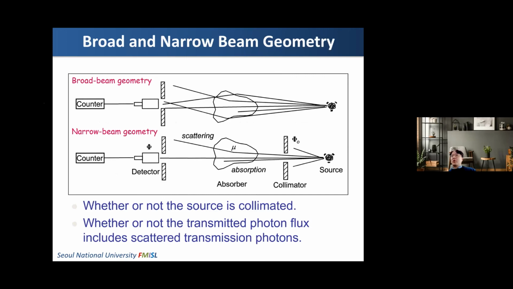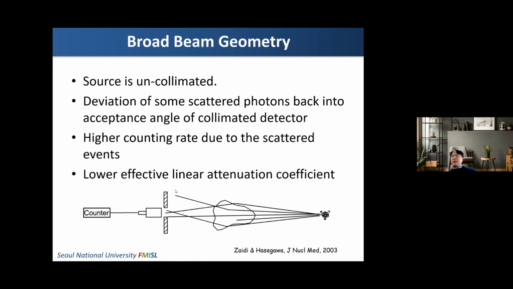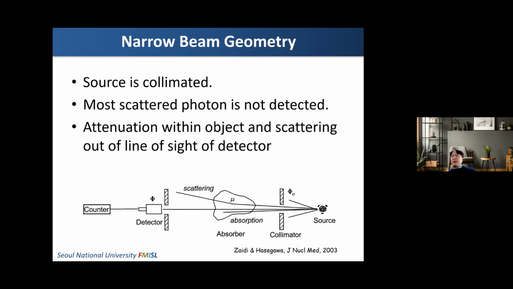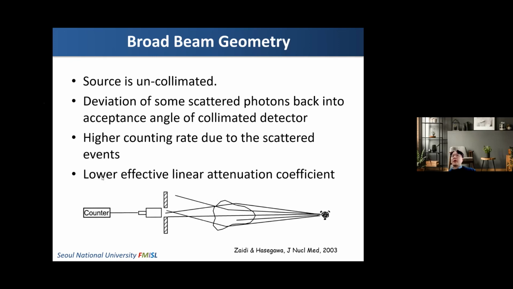Actually, in the narrow beam geometry, the beam is coming only in this direction. So a smaller number of photons come into the attenuating material, and scattered photons cannot reach the detector like that. So a smaller number of photons is observed here. In the broad beam, the higher count is measured. So a lower effective attenuation coefficient will be estimated if the measurement was done based on the broad beam geometry.